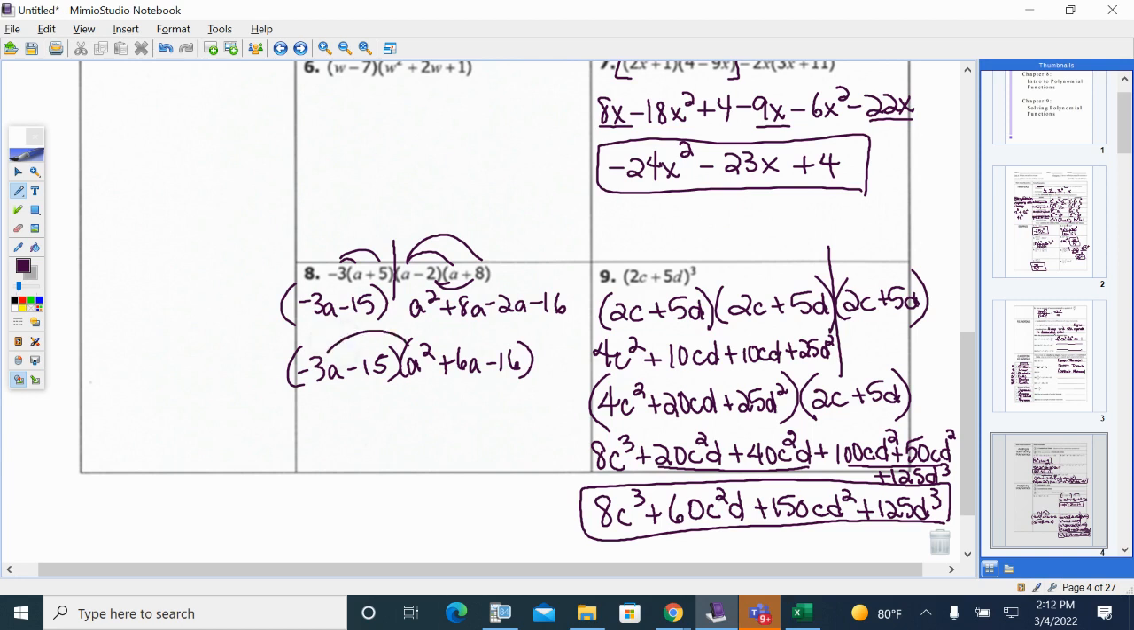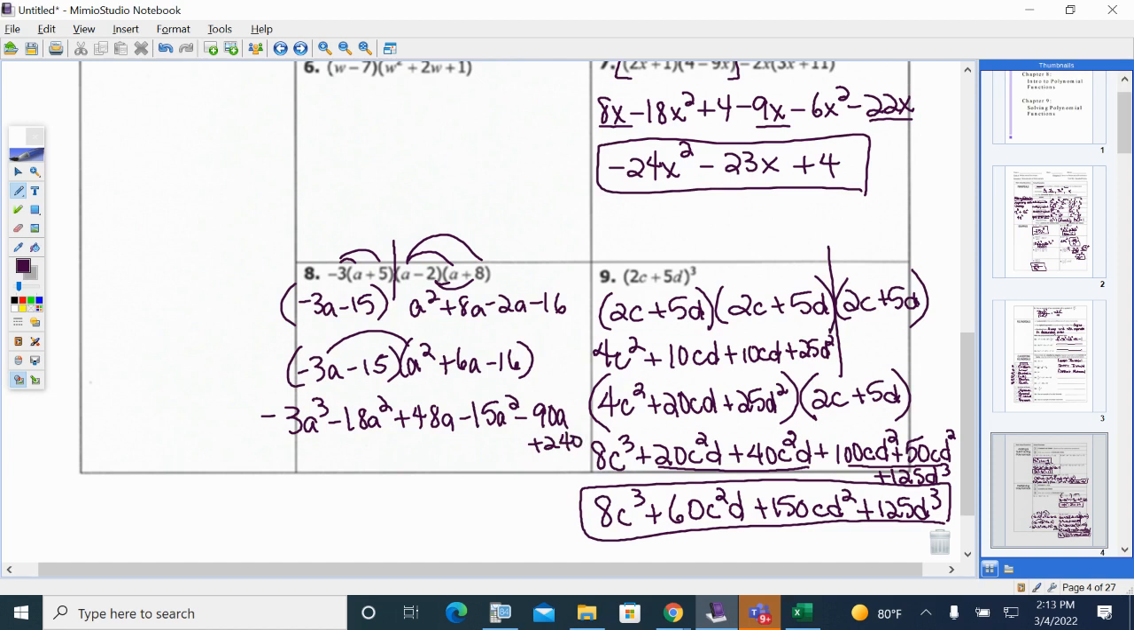So negative 3a times a squared would be negative 3a to the third. Negative 3a times 6a would be negative 18a squared. Negative 3a times negative 16 is going to be a positive 48a. And now the negative 15 times a squared is negative 15a squared. Negative 15 times 6 is going to be a negative 90a. And then negative 15 times negative 16 is going to give me a positive 240.